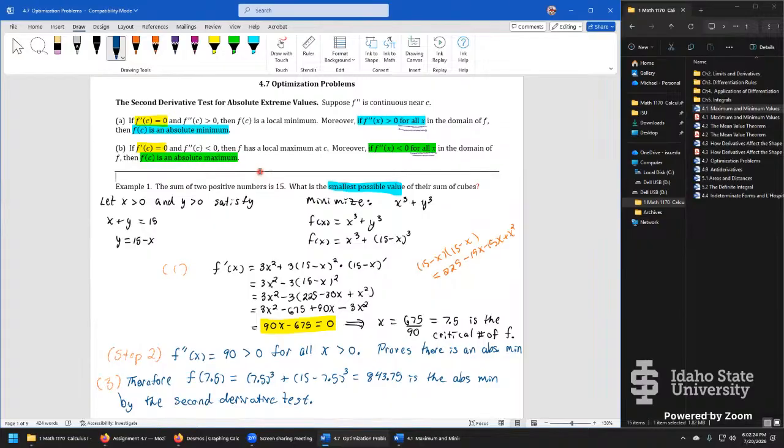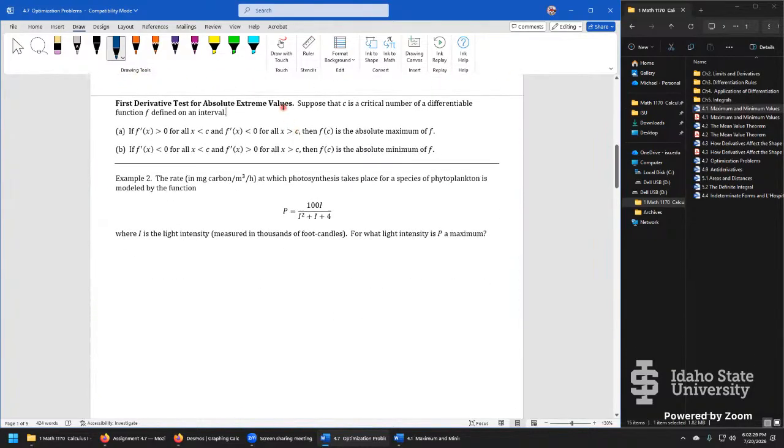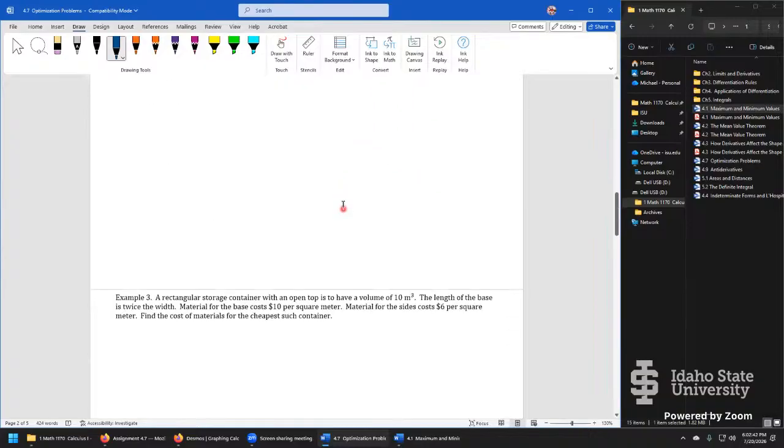Okay, well, here's what we have going on for the next ones. Next one, we're going to take a look into a fine-tuned first derivative test for extreme values. This one is going to look like it's about marine biology. We're looking at a rate of photosynthesis for phytoplankton given by that function.